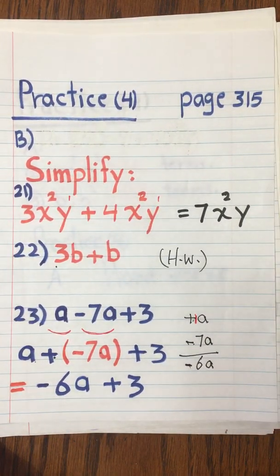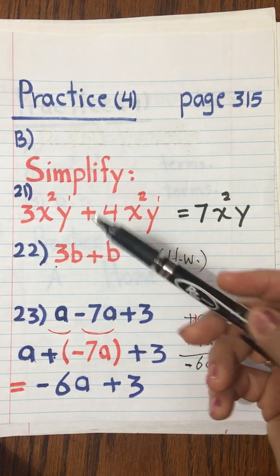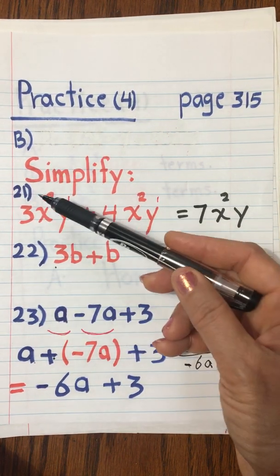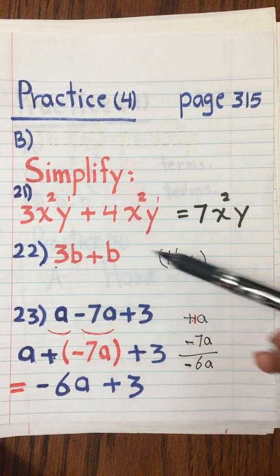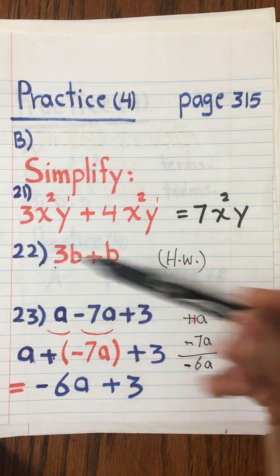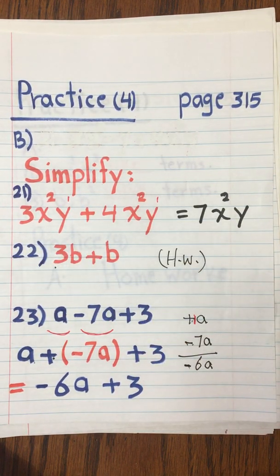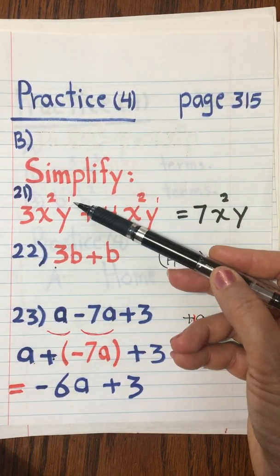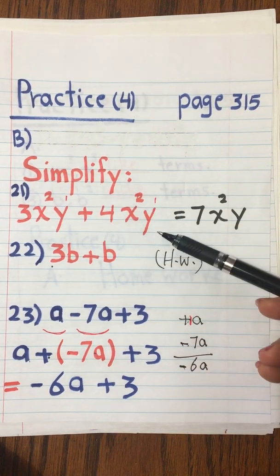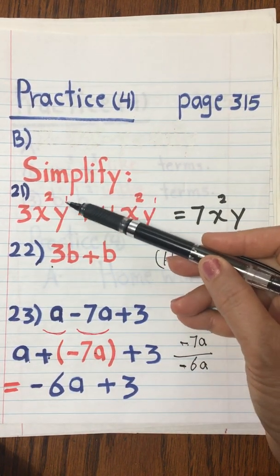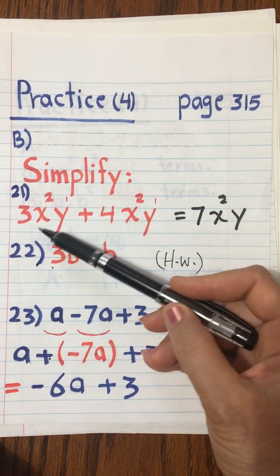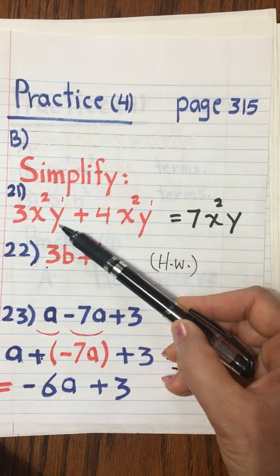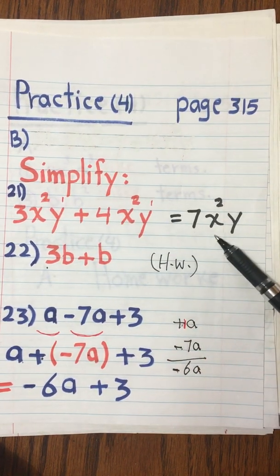Practice 4B. Simplify. So I'm gonna solve odd numbers, and your homework, guys, is the even numbers. 21. 3x squared y plus 4x squared y. So the power for y right here is 1. It means these are like terms. So I'm gonna add 3x squared y plus 4x squared y, gonna be 7x squared y.